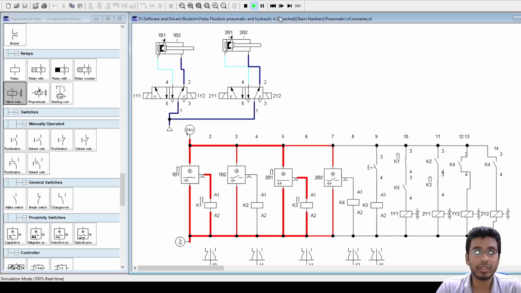Okay, let us try to simulate it step by step. See, initially which two sensors should give output? Your 1B1 and 2B1. Why? Because initially both your cylinders are at the retracted position. 1B1 senses the retracted position of your first cylinder, and 2B1, this sensor here, senses the retracted position of your second cylinder. Fine, so what does the question say? When the cylinder is in its retracted position and you press your control switch, then cylinder 1 should move forward. Now see what the condition will be.